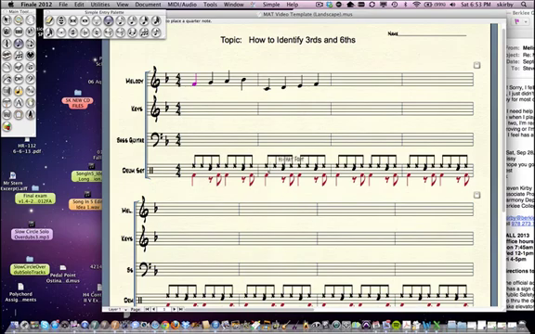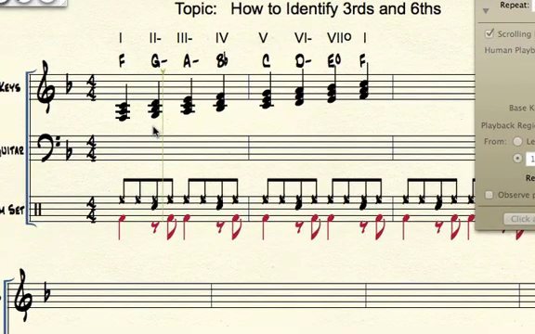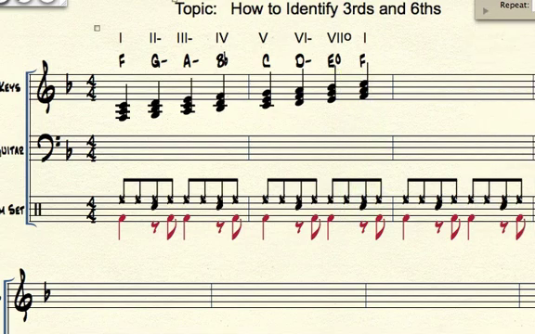Okay, we're back. That's what you should have written: 1 major, 2 minor, 3 minor, 4 major, 5 major, 6 minor, 7 diminished. Now sing along with it. You should also be able to play that on keyboard. Now, what does this have to do with identifying thirds and sixths?